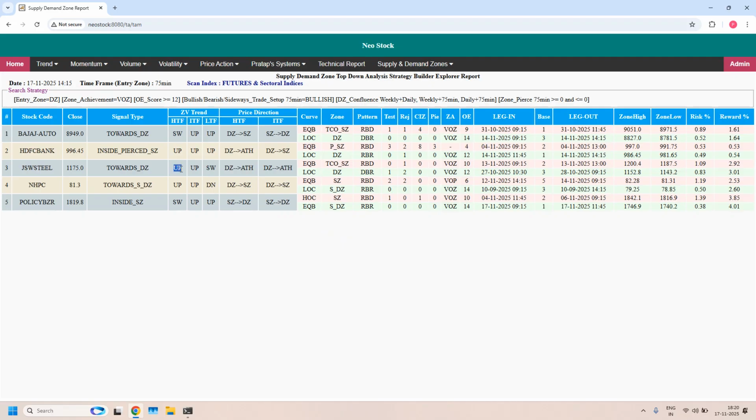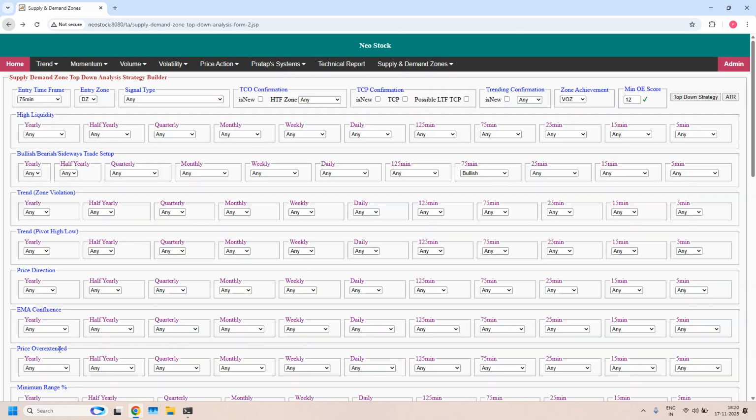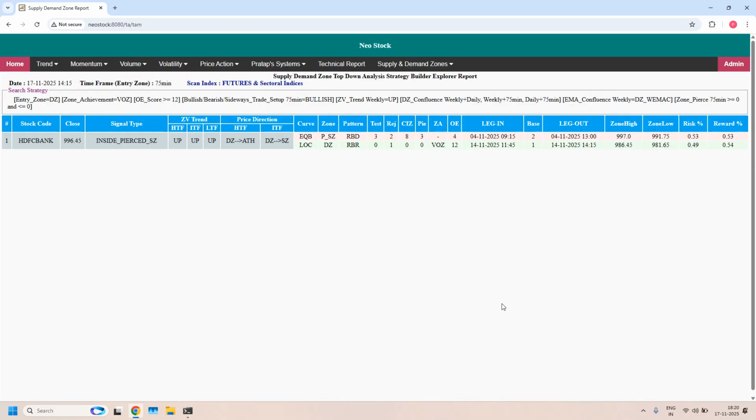And weekly trend is uptrend in only 3 stocks out of 5. So in these 3 stocks, any weekly demand zone having weekly EMA confluence, then those daily demand zones might be having more high probability to get success. So let's filter. So EMA confluence, weekly time frame, checking weekly demand zone with weekly EMA confluence. At the same time, trend on the weekly should not be sideways. It should be uptrend because it is bullish trade setup. So we got only 1 stock.